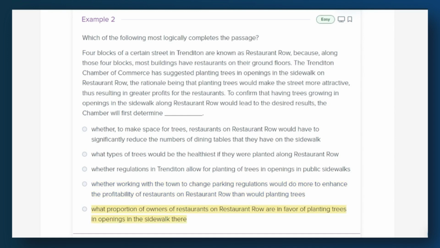And E, the chamber will first determine what proportion of owners of restaurants on Restaurant Row are in favor of planting trees in openings in the sidewalk there. This sounds helpful, but it's really not. The chamber is the one making the decision, not the individual restaurants. The sidewalks belong to the city. In the real world, this would probably matter more, but in the simple GMAT argument world, it's not related enough to count. Best answer, A. Shall we look at another example?